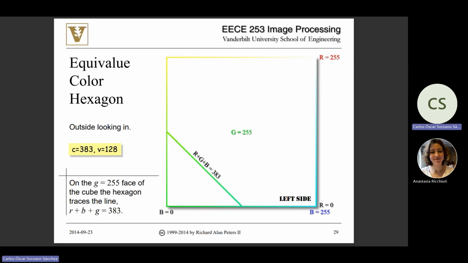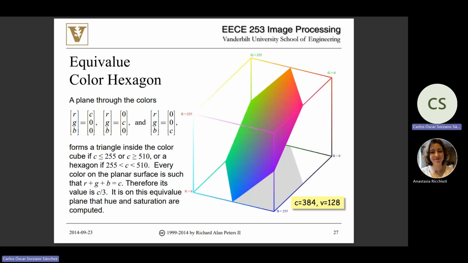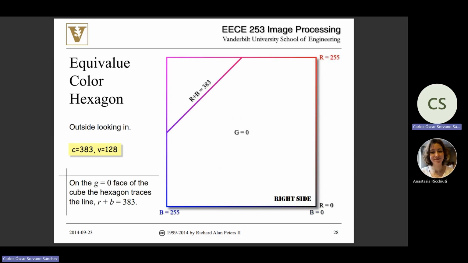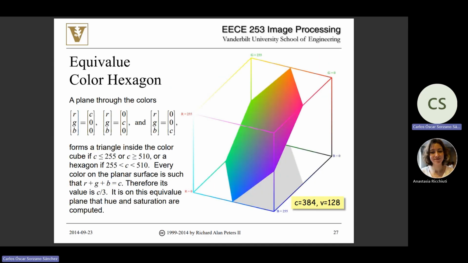And we can look at the other side. This side is G equals 0. This side will be G equals 255. So now we look at the other side. On the other side, we are looking at this intersection here.